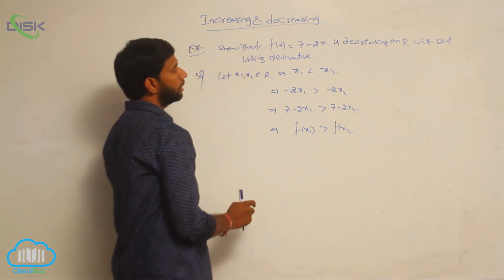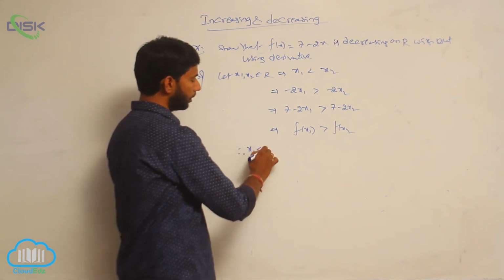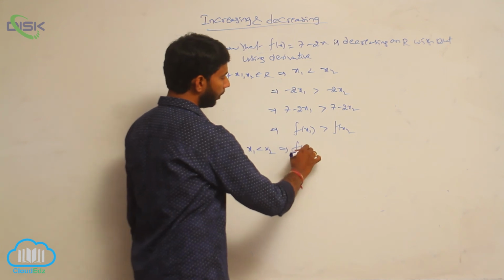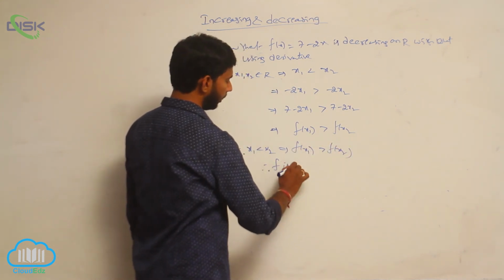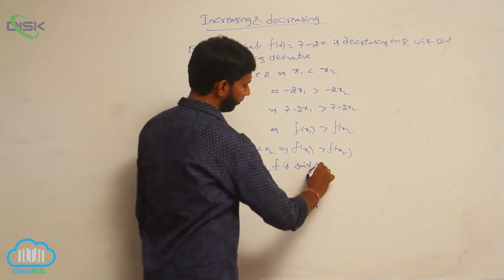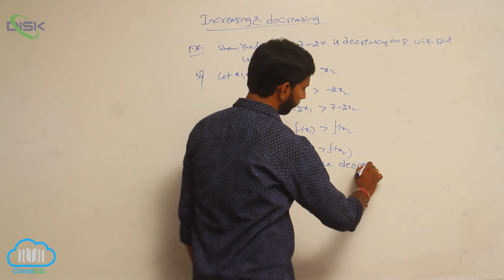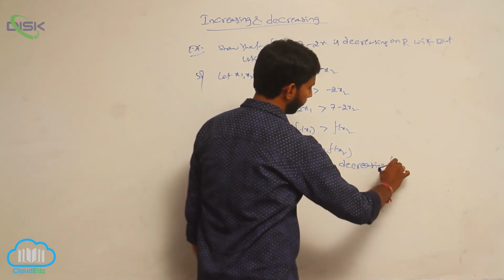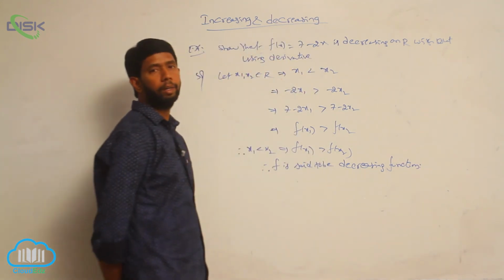Here x1 is less than x2, then f of x1 is greater than f of x2. Therefore, x1 less than x2 implies f of x1 is greater than f of x2. Therefore, f is said to be a decreasing function.